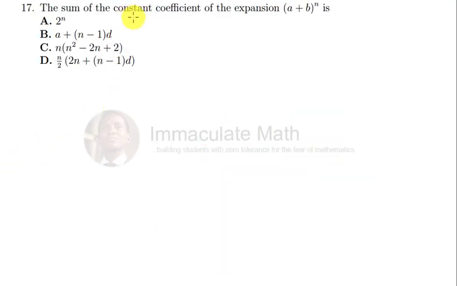It said the sum of the constant coefficient of the expansion a plus b everything raised to the power n is what. The answer is actually 2n. Okay, so let me show you how we have 2n. They said the sum of all the constant coefficients.